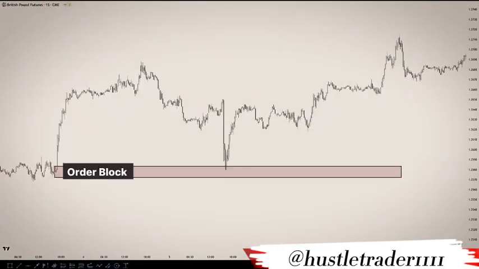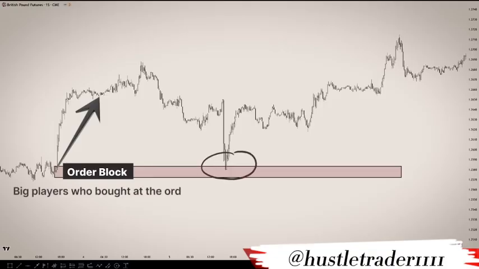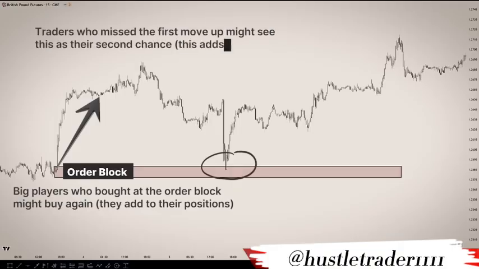Let's say we have a bullish order block. The price has gone up from this area, but now it's coming back down. As it approaches the order block, several things might happen. First, the big players who bought here before might buy again. They know this level worked before, so they're happy to add to their position. Second, traders who missed the first move up might see this as their second chance. They'll start buying, adding to the upward pressure.